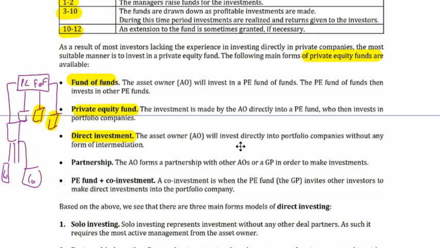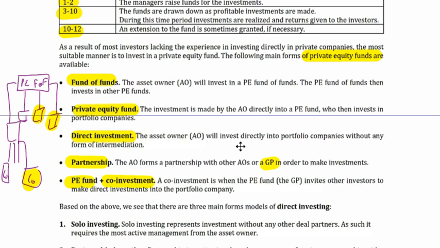Direct investment is where an investor doesn't need a private equity fund. They go straight to the companies themselves. Sometimes they will form a partnership. In other words, the asset owner will form a partnership with other asset owners or a general partner, a manager, to make investments. And you might even get private equity funds with what we call a co-investment.